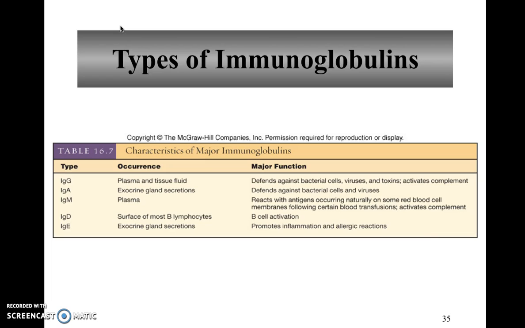IgD functions primarily as receptors, so most of our B cells have IgD on them, and they play an important role in activating B cells and causing them to differentiate into plasma cells and memory cells. And finally, IgE plays a role in inflammation, part of our non-specific defenses, but also can play a role in allergic reactions that we'll talk about in a later video.